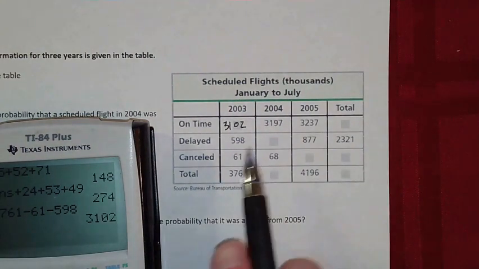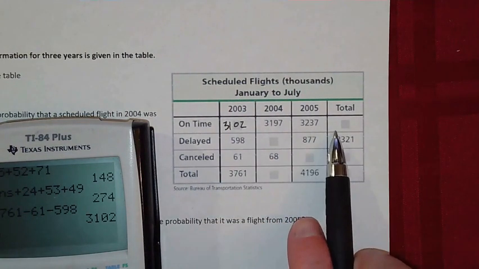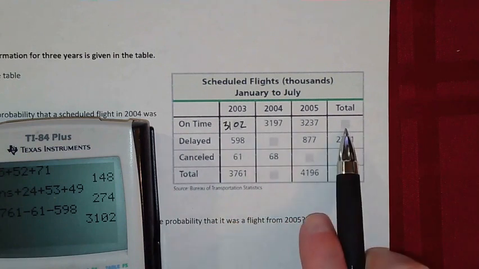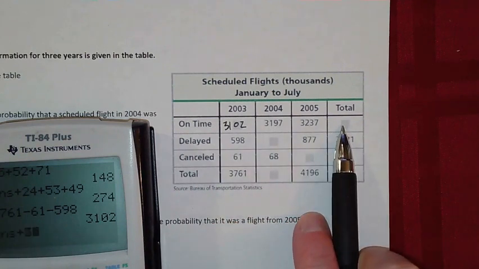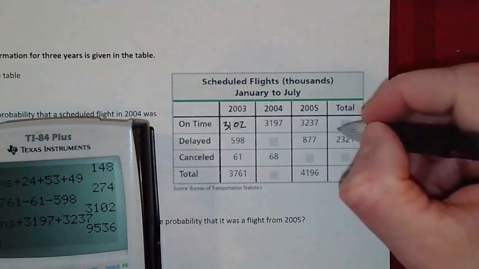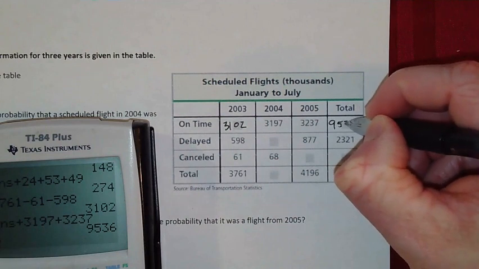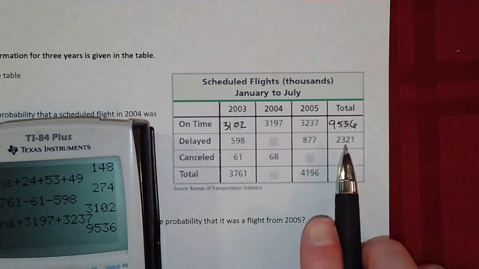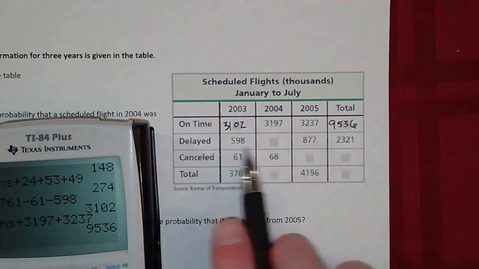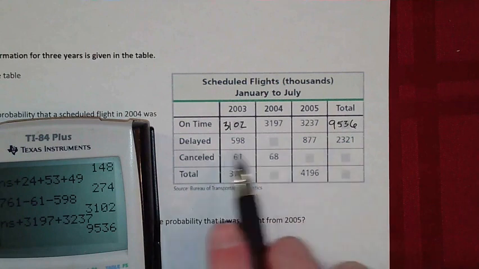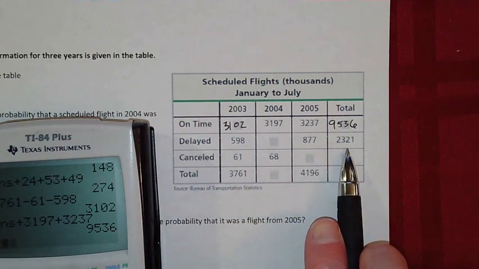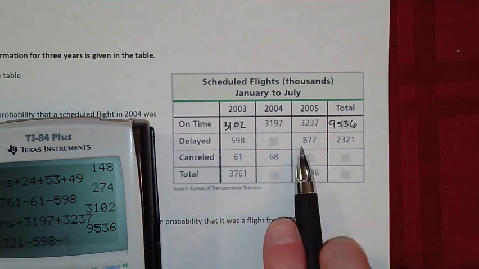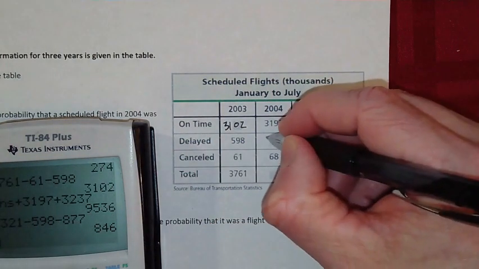3102. And that all of a sudden makes the top row over here possible. I couldn't do this before, but now I know that these three have to add up to that total. So 3102 plus 3197 plus 3237. So this total needs to be 9,536. And you probably kind of get the idea at this point, but frankly, I'm having fun, so I'm going to keep going. Now in this row, I've only got one thing missing. So I know that these three add up to 2321. I can take that 2321, subtract the 598, subtract the 877, and get 846.